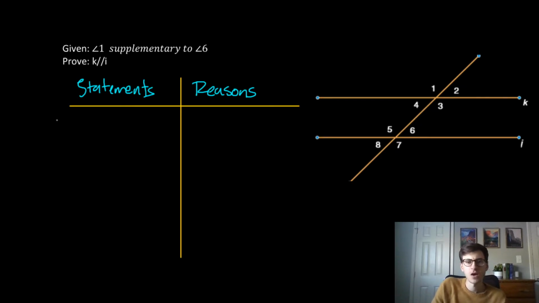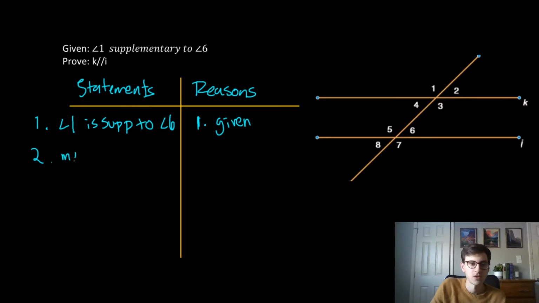So the first statement I almost always use is the given, right? And that's that angle 1 is supplementary to angle 6. And we can only say what's given to us. Don't try to skip ahead and start saying that 1 plus 6 is 180, because all I'm given is that they're supplementary. Now, I could say, because I know these are supplementary, I do know that the measure of angle 1 plus the measure of angle 6 is equal to 180 degrees by the definition of supplementary angles.